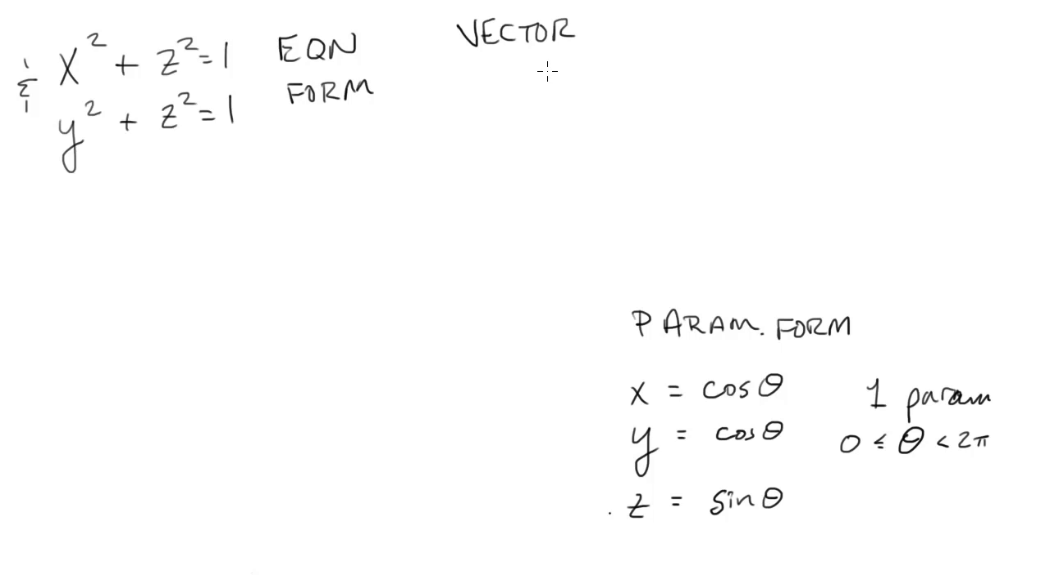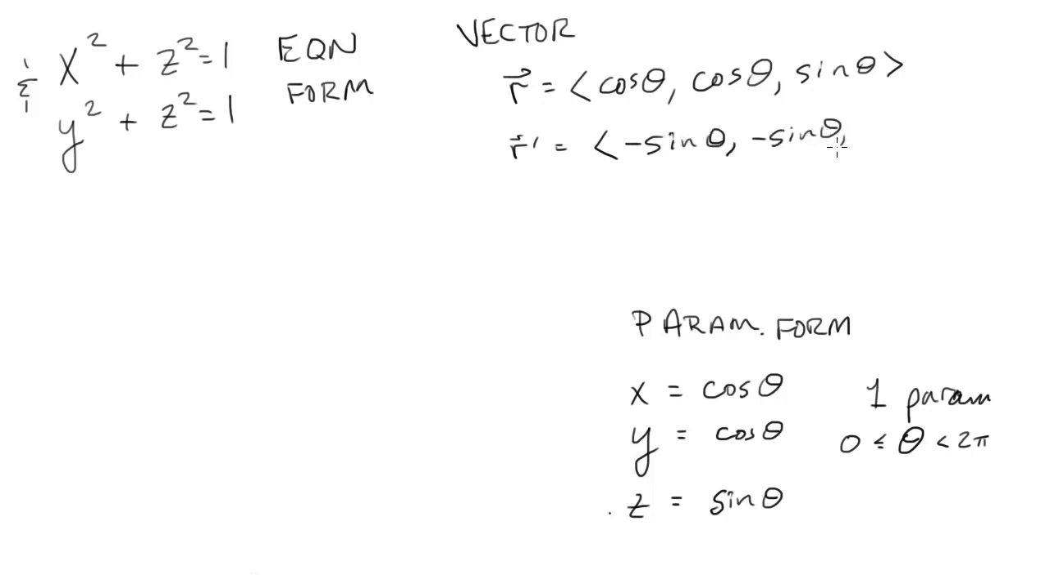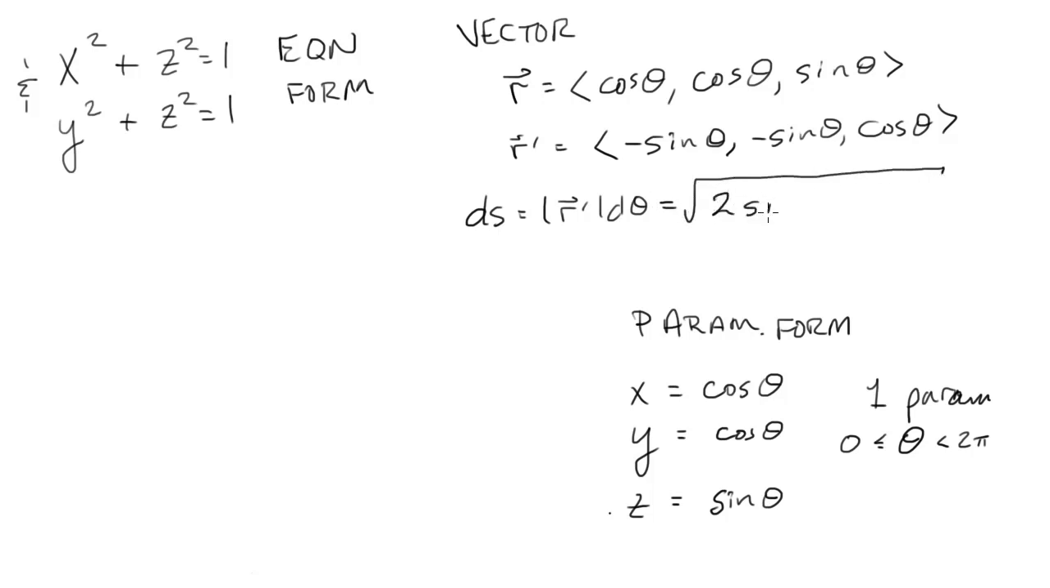Set up my vector form. Take the derivative. ds is length r prime, d theta. Sine squared is 2 sine squareds plus cosine squared. One of the sine squareds and the cosine squared will turn into a 1. And there's my ds.